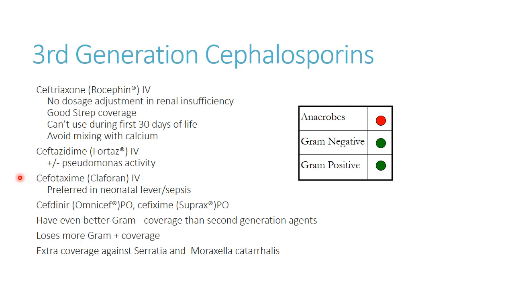Okay. As far as an oral option, we have cefdinir or Omnicef, and cefixime or Suprax. These are good oral options for third-generation cephalosporins we use pretty commonly. Again, better gram-negative coverage than your second-generation agents, but we're losing more of that gram-positive coverage. So you won't necessarily see this a lot for skin infections or skin flora, but you will see it for UTIs, pneumonias, other types of infections like that. Okay.